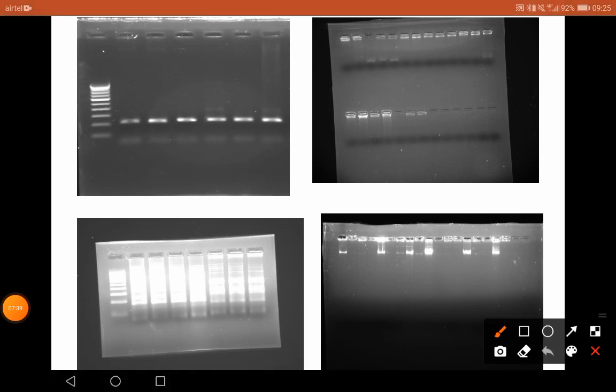Yeah, this is how the gels get visualized. So these are the fragments which have migrated from here to here. So this is also the migration, this is also the migration. So here the bands are very nice.